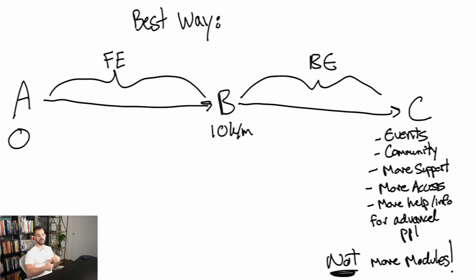How do you do that? Through events, community, more support, more access, potentially more information for the advanced people. But generally, you don't want to give them more information. I could tell you from having hundreds and hundreds, if not thousands, of upsell calls, the one thing people do not want, if you're selling an information product or coaching or anything like this, is more information. They'll be like, oh, I'm not ready for more information, I already have too much information. But what they do want is more help: more access to you, more events, more community, more support in getting the stuff that they already have on their plate done.